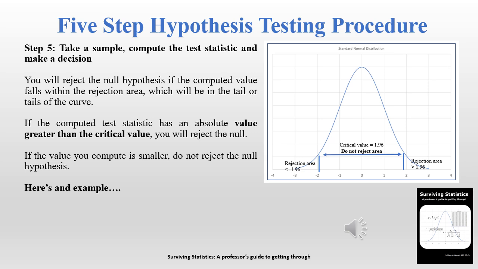So in step 5, we're going to be computing the test statistic, and the way we make our decision is we compare what we compute to the critical value that we looked up earlier. Here's an example with a critical value of 1.96. If we compute a z of 1.5, that falls in the range of the do not reject area. On the other hand, if we compute a z-score of less than negative 1.96 or greater than 1.96, then we would reject the null hypothesis.